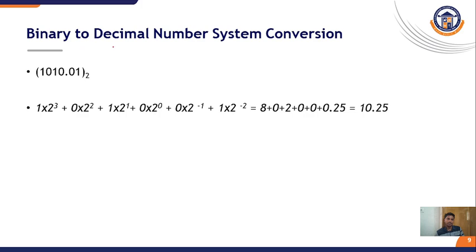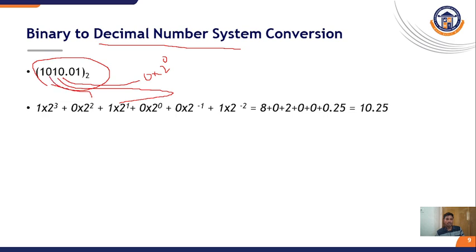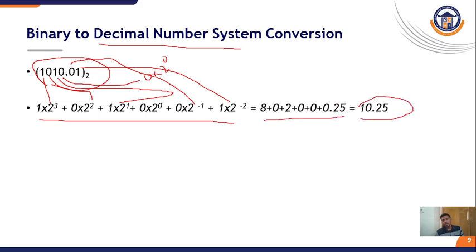That is the binary equivalent of the decimal number 10.25. So now next we will see binary to decimal number system conversion. Here is the binary number. In order to convert this binary number, we have to multiply with power values. So 0 into 2 power 0, 1 into 2 power 1, 0 into 2 power 2, 1 into 2 power 3. In the fractional part, 0 into 2 power minus 1 and 1 into 2 power minus 2. Find the value of these numbers and we will be getting 8 plus 0, 2 plus 0 plus 0 plus 0.25. So the total value is 10.25, the same value we have got here.